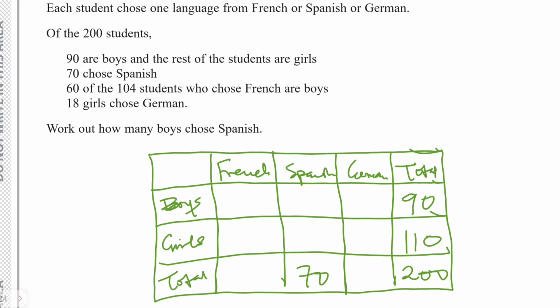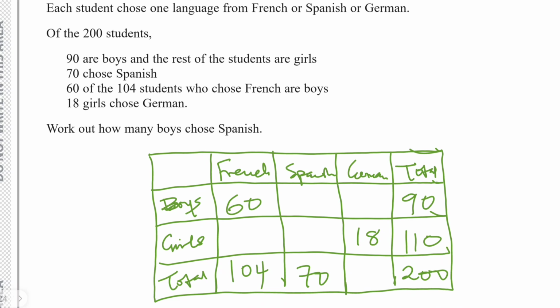60 of the 104 students will choose French, so this is 104. And 60 of them are boys, so this is 60. 18 girls choose German, so this is 18. So we have to fill up the missing gaps.